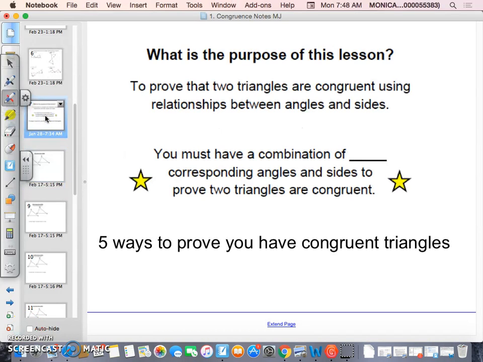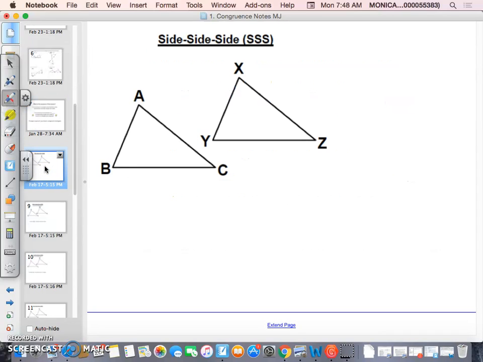All right, so in today's lesson, we are going to prove that two triangles are congruent. So earlier today or yesterday, you saw how to write congruent statements if you know that two triangles are congruent. Today, we're going to use congruent statements to prove two triangles are congruent. And there's 5 ways to prove that you have congruent triangles. The first way to do this is side, side, side.